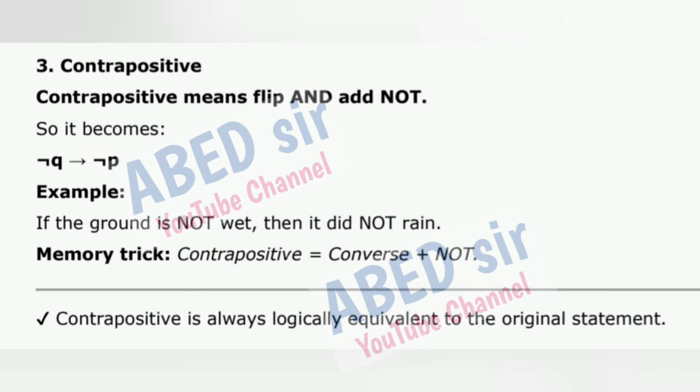3. Contrapositive. Contrapositive means flip and add 'not', so it becomes ¬Q→¬P. Example: if the ground is not wet, then it did not rain. Memory trick: contrapositive is equal to converse plus not. Contrapositive is always logically equivalent to the original statement.